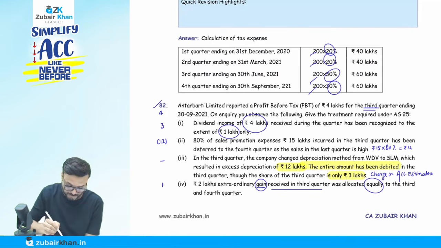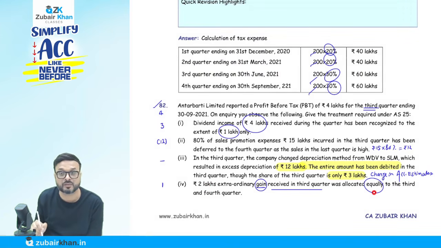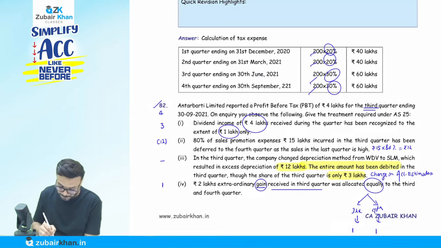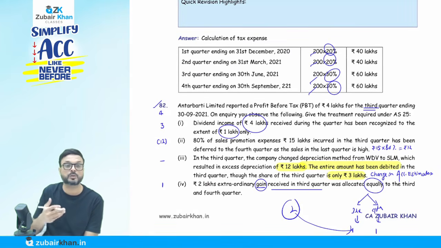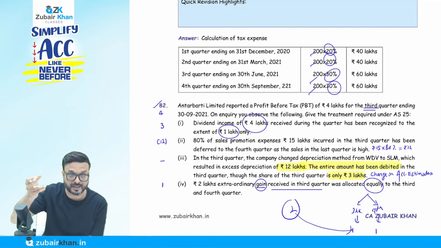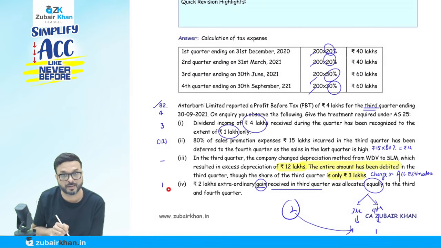They have recognized how much? The 2 lakh gain equally means to the third and the fourth quarter. Third quarter they recognize 1, fourth quarter they are going to recognize 1. No, but the complete 2 they have to recognize. Out of 2 they have already recognized 1 in the third quarter. So what will we do here? The 1 that they are going to recognize in the next quarter, they should recognize now. That's why, since it's a gain, increase the profit by 1 lakh.